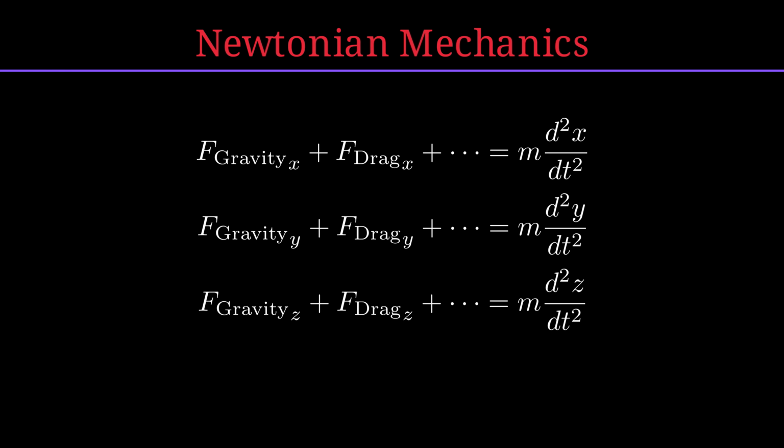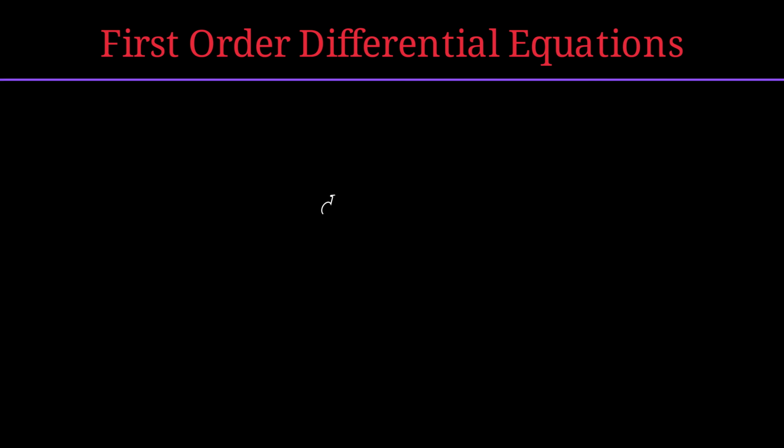Going back to our problem, we want to come up with numerical approximations for these differential equations. These equations are second order because they have second derivatives. Before we can get to second order differential equations, we're going to have to look at first order differential equations. The prototypical first order differential equation is this. The solution of this differential equation is x as a function of t.